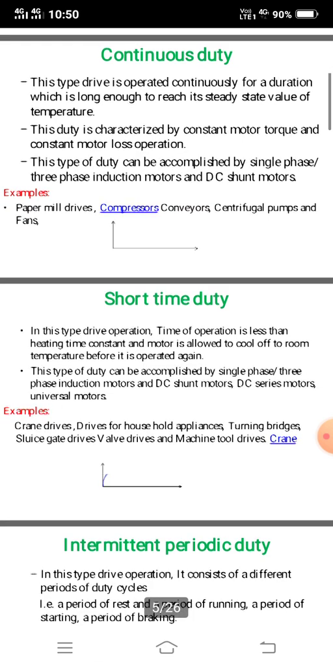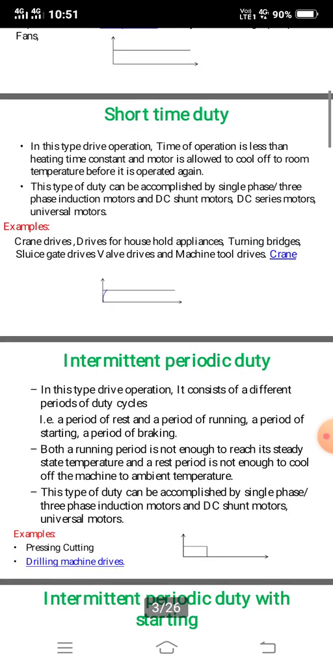Next, intermittent periodic duty cycle. Intermittent means sometimes the motor is on, sometimes off, depending upon our needs. Like pressing, cutting, drilling machine. If you want to drill a wall, the drilling machine will be on. Otherwise, when we are not using the drilling machine, it will be off. So this is intermittent periodic duty.